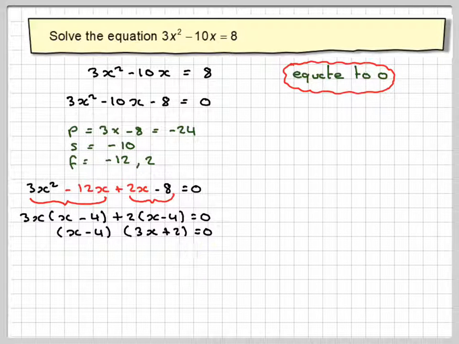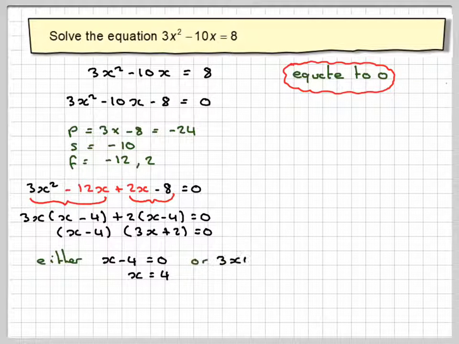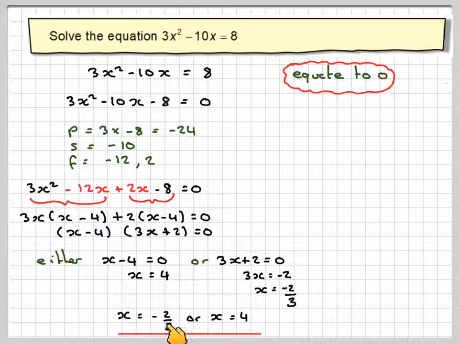So we now factorize it. So either x minus 4 is equal to 0, which gives x is equal to 4, or 3x plus 2 is equal to 0, which gives 3x is equal to minus 2, x is equal to minus 2 over 3. Then finally, writing out the solutions, we've got x is equal to minus 2 over 3, or x is equal to 4.